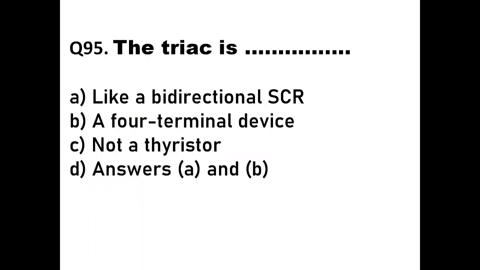Then we'll go to the next question, question number 95. The triac is dash. The four options he has given are a bidirectional SCR, a four terminal device, not a thyristor, or answer A and B. We know its symbol looks like an inverse parallel connection of two SCRs. That means it is a bidirectional SCR, an SCR which is conducting in both directions. So the triac is like a bidirectional SCR, and the option will be A.